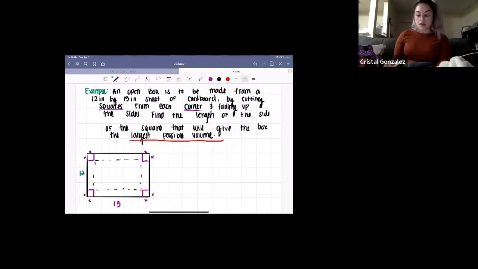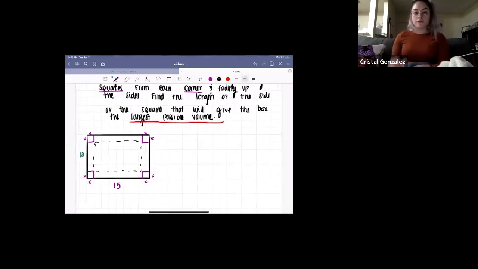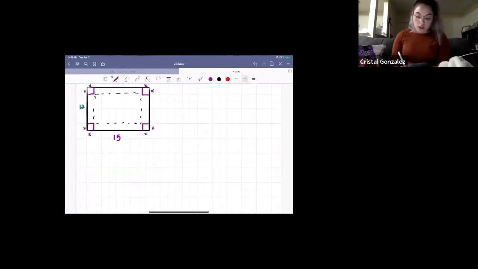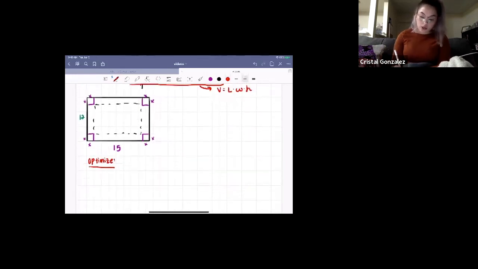Okay, and so we need to optimize the volume of this cardboard box once we cut up the corners and then fold it up. And so in order to do that, one thing we need to keep in mind is, okay, what is the equation of the volume of a box? And that would be length times width times height. So hopefully you remember that. And so what we want to do is, if we wanted to write an equation for our optimized function, we are going to do that by writing the equation of the volume.